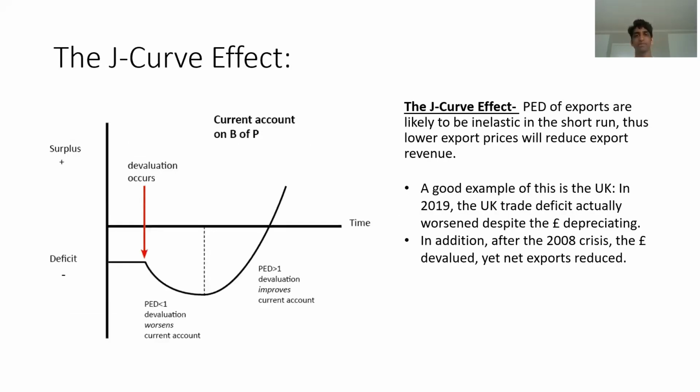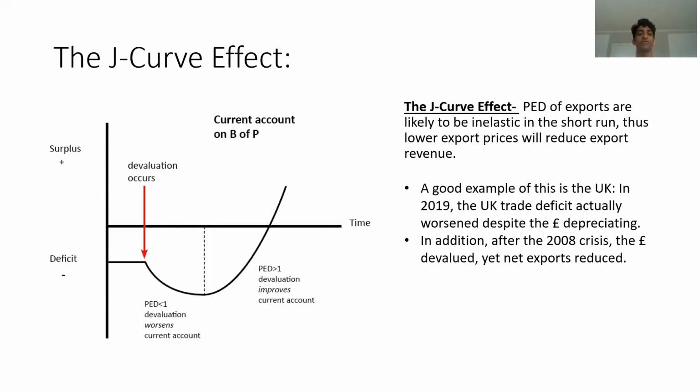Next, there's another factor that's important, and that is the J-curve effect. It's a bit different to the Marshall-Lerner condition because this is to do with time. Think back to when you studied PED for AS micro. We said that one of the key factors that determine PED is time. That is, over time, in the long run, our products become more PED elastic. But in the short run, that implies that the PED of exports is likely to be inelastic. And therefore, if you lower export prices, you will lower export revenue, which in turn will reduce your net exports. And as a result, that will worsen the current account deficit.